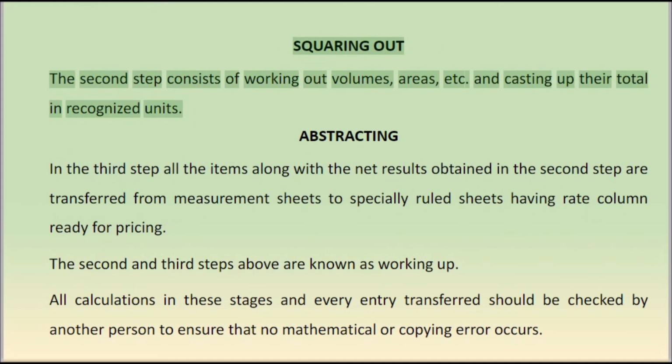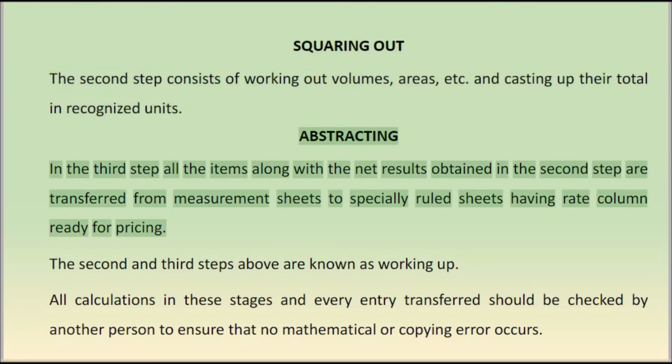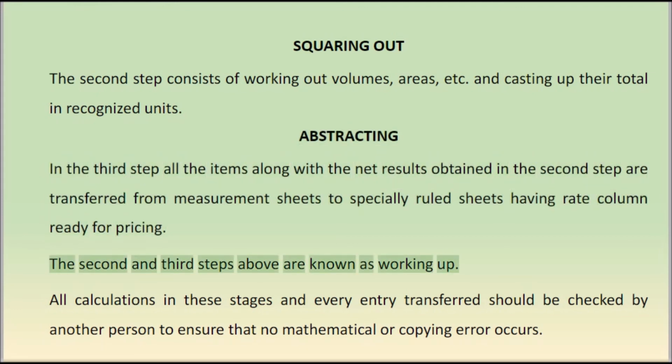Squaring out. The second step consists of working out volumes, areas, etc., and casting up their total in recognized units. Abstracting. In the third step, all the items along with the net results obtained in the second step are transferred from measurement sheets to specially ruled sheets having rate column ready for pricing. The second and third steps above are known as working up.